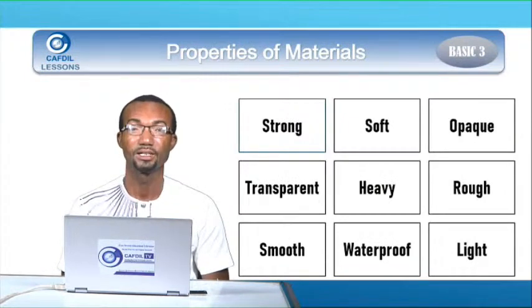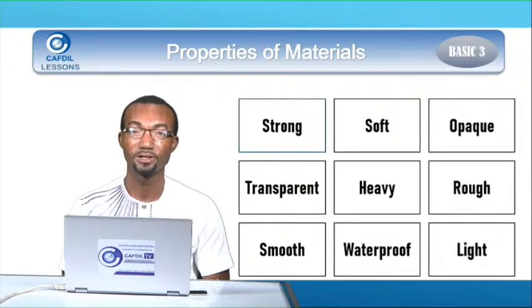So kids, these are some of the properties of the materials we looked at: strong, soft, opaque, transparent, heavy, rough, smooth, waterproof, and then light. These are some of the properties of materials that surround us.